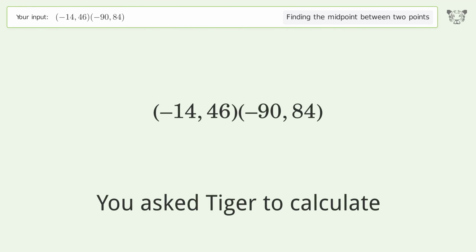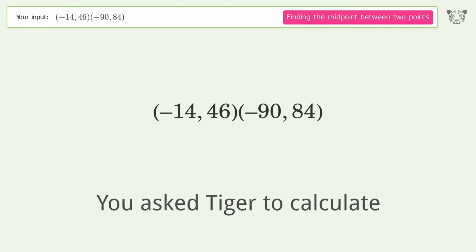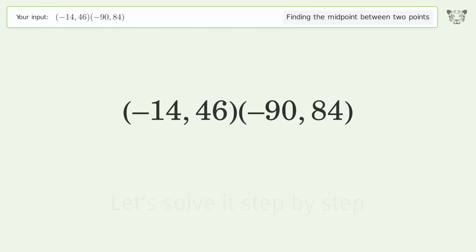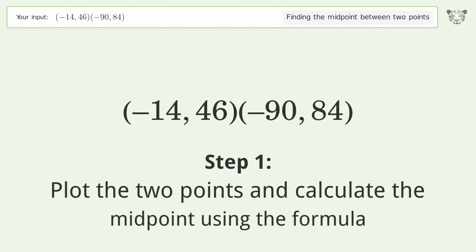You ask Tiger to calculate. This deals with finding the midpoint between 2 points. The midpoint between the 2 points is negative 52, 65. Let's solve it step by step. Plot the 2 points and calculate the midpoint using the formula.